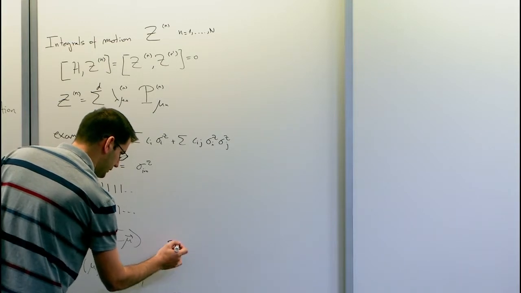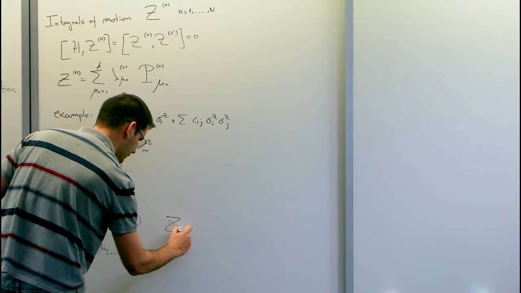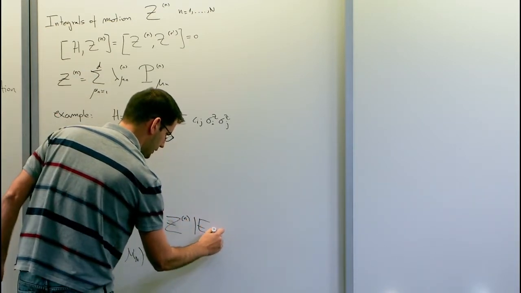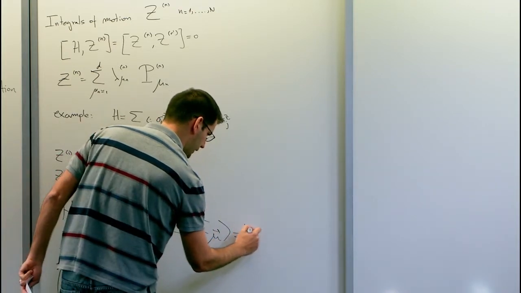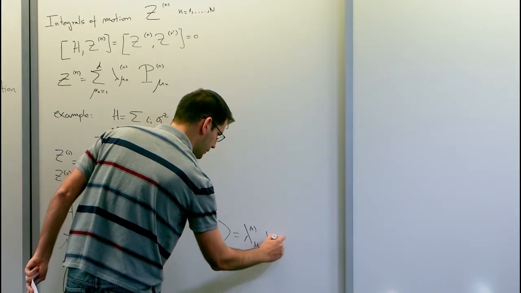So you can completely characterize an eigenvector of the Hamiltonian by specifying mu. We also have that the integral of motion Z_n acting on this eigenvector of the Hamiltonian is equal to the corresponding eigenvalue, mu_n, times the eigenvector mu.